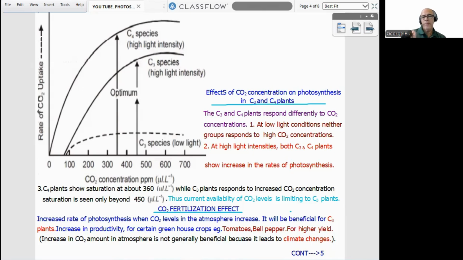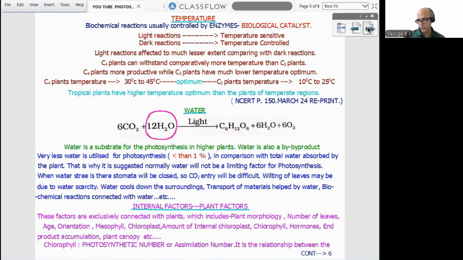So C3 will have some benefit when a slight amount of carbon dioxide is increased in the atmosphere, and since it increases the productivity, it is called the carbon dioxide fertilization effect. But generally, an increase in the amount of carbon dioxide in the atmosphere is not good since it is connected with climatic changes. I think the idea is clear, the term is also clear, carbon dioxide fertilization effect. From an exam point of view, very important.